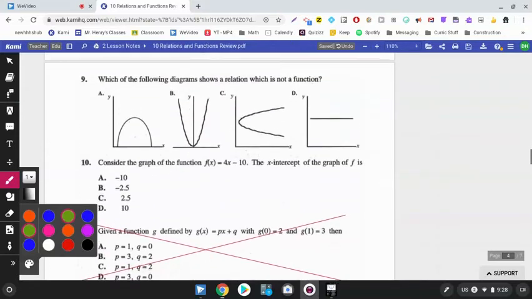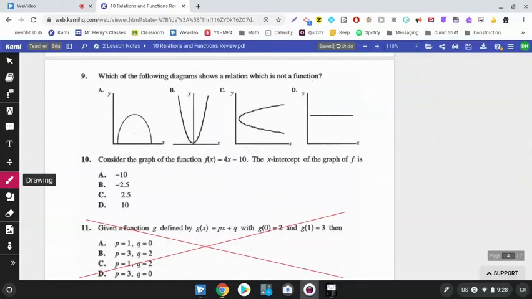Okay, moving on to the next page, number 9. Which of the following questions shows a relation which is not a function? Well, the idea of a function was that my input spits out exactly one output, right? I cannot have an input that's indecisive. I put the input in, it gives me one output. Or when I have a graph, it has to pass the vertical line test. There can never be 2 points with the same x value, 2 points on top of each other.